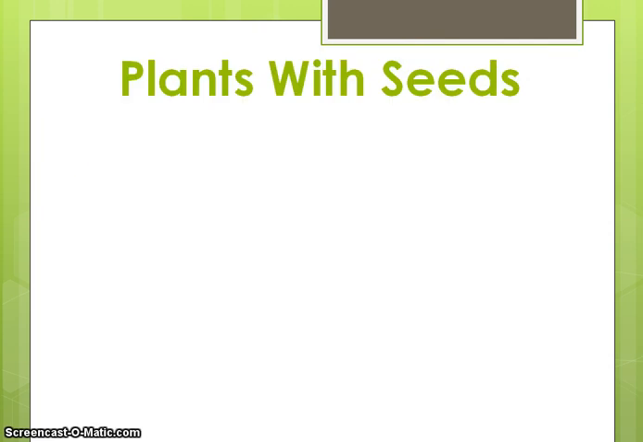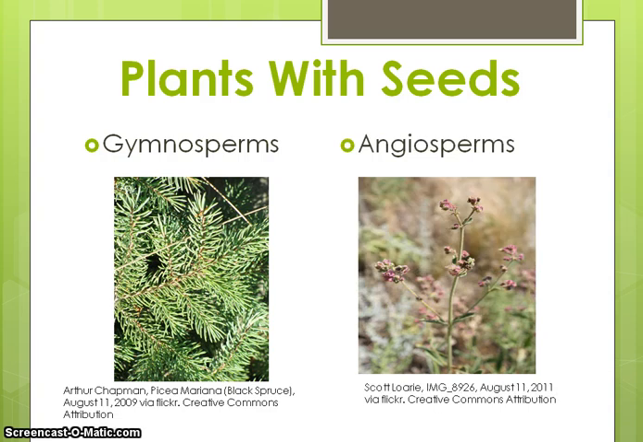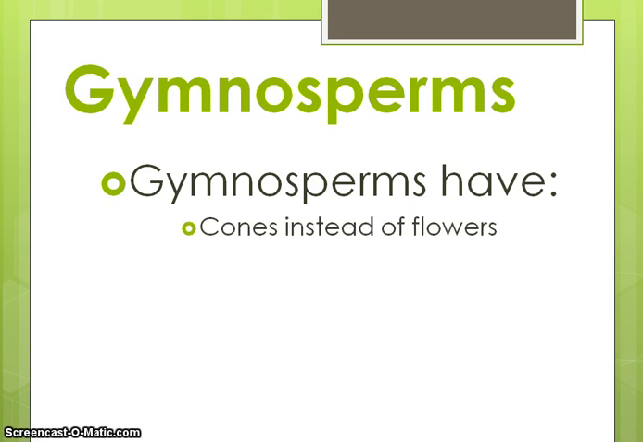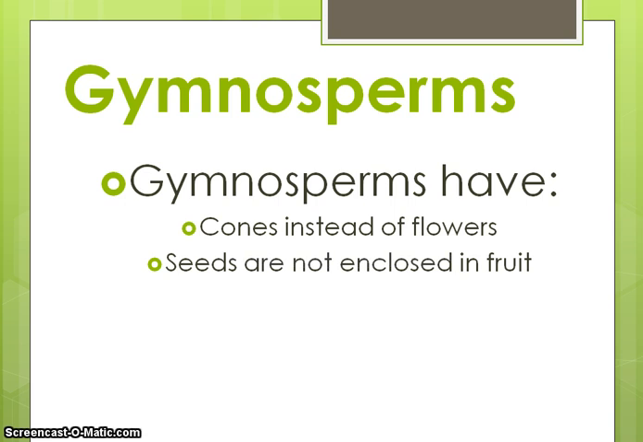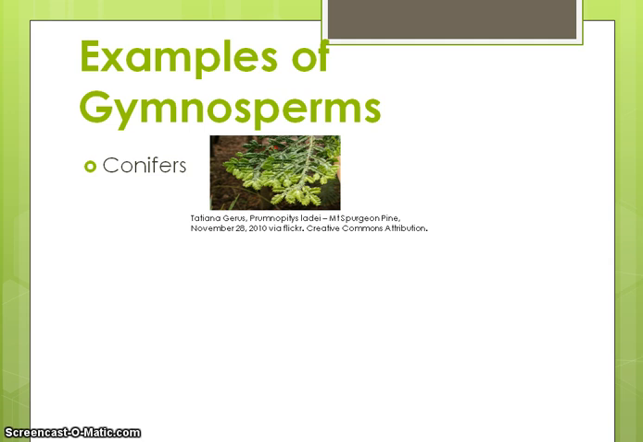There are 2 types of plants with seeds, gymnosperms and angiosperms. The gymnosperm shown here is a black spruce, which is a slow-growing tree found in North America. Gymnosperms have cones instead of flowers, and their seeds are not enclosed in fruit. One example of a gymnosperm is a conifer, which are trees that have cones and needle-like leaves. Most conifers are called evergreens and include pines and firs. Conifers are the largest group in the gymnosperm family.